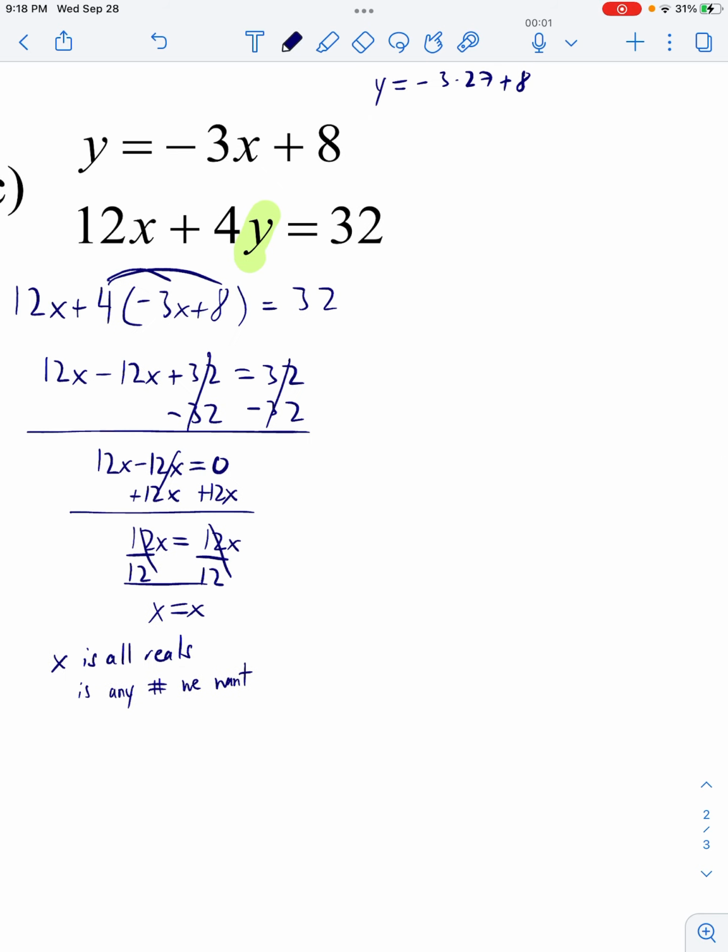This is going to be infinitely many solutions, right? There's infinitely many y's we can get and infinitely many x's.